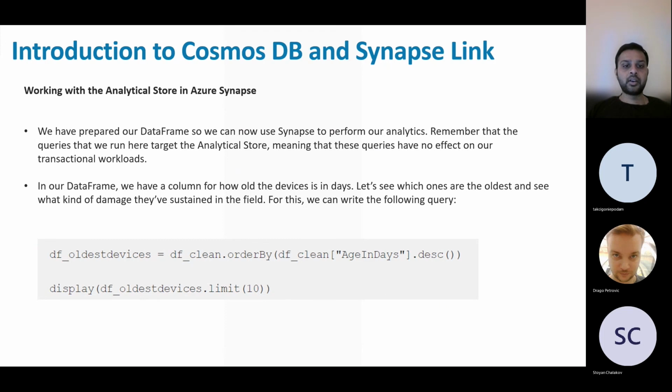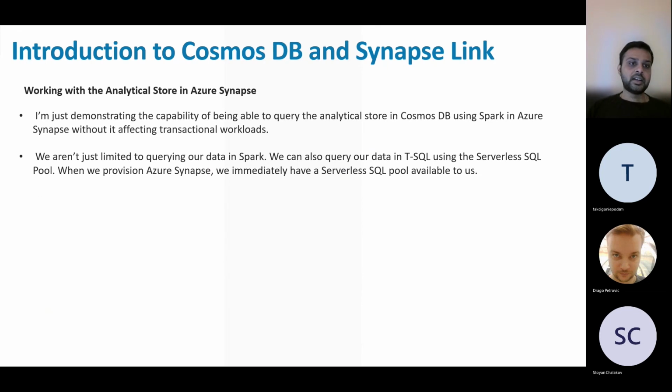So in our data frame, we have a column for how old the device is in days. So let's see what are the oldest devices and what kind of damage has been applied on different fields. Here we are doing an order by based on age in days in descending order, and then we are displaying the first 10 records. So working with the analytical store in Synapse, here I'm just demonstrating the capability of being able to query the analytical store with Cosmos DB using Spark without affecting the transactional workload.